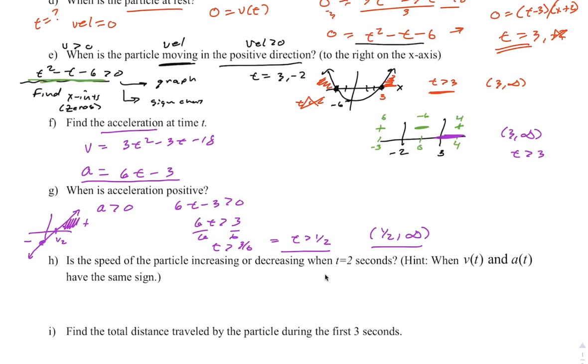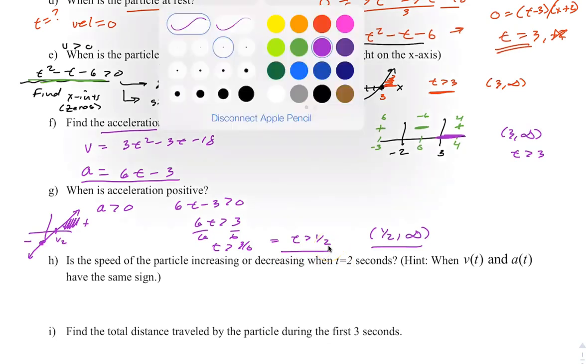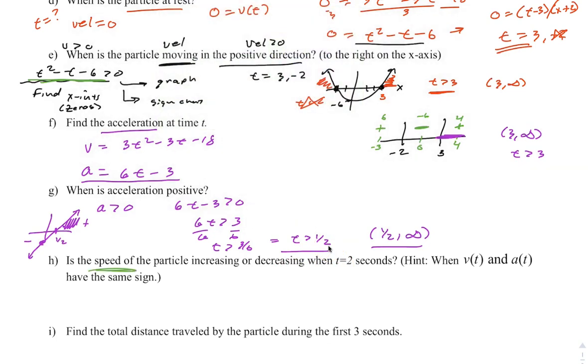Next, is the speed of the particle increasing or decreasing at t equals 2 seconds? If you remember from before, speed is all about whether acceleration and velocity have the same sign. If they have the exact same sign, plus plus or minus minus, they're helping each other out, so the speed is increasing. They're either both going to the right or both going to the left. When they're opposite signs, one positive and one negative, they're working against each other, so the speed is decreasing.